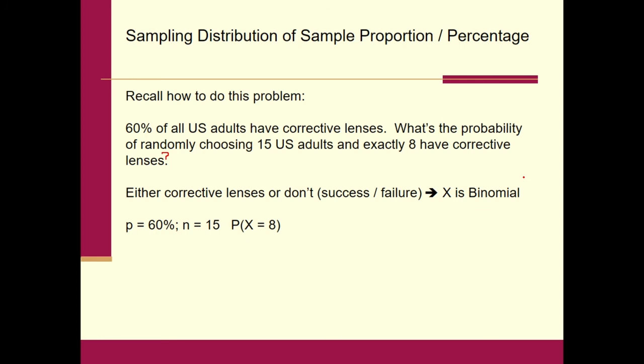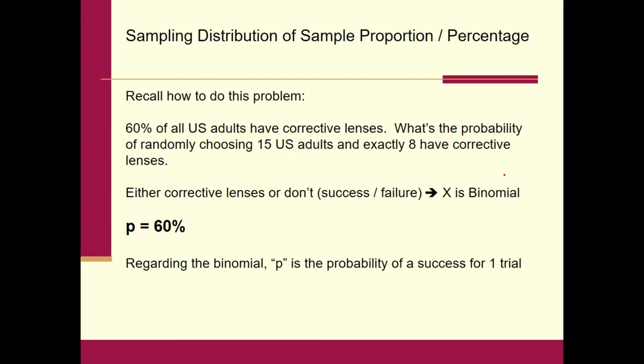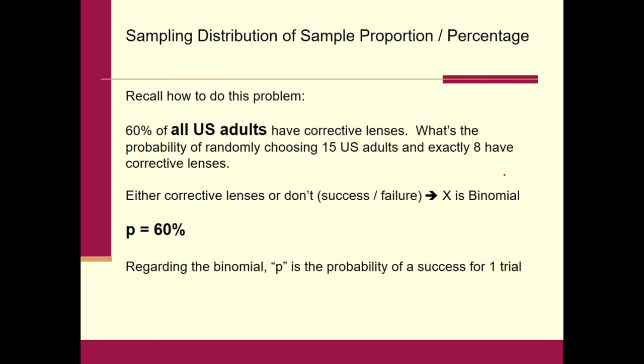That's not the point here. The point is that I want you to focus in on where it says p is equal to 60%. Based upon the problem, that's the probability of a success per one trial. But notice what I actually said in the problem. I actually said that 60% of all US adults.